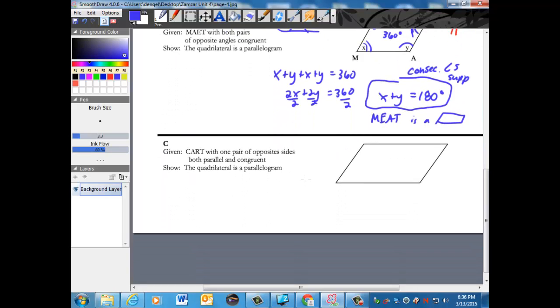All right, next we have a shape that's called CART. So we assume it's a parallelogram, but we can't assume. We're given that it is a quadrilateral, and we're trying to show or prove that it's a parallelogram. Let's mark up what's given. One pair of opposite sides are parallel and congruent. This time we will do a two-column proof.